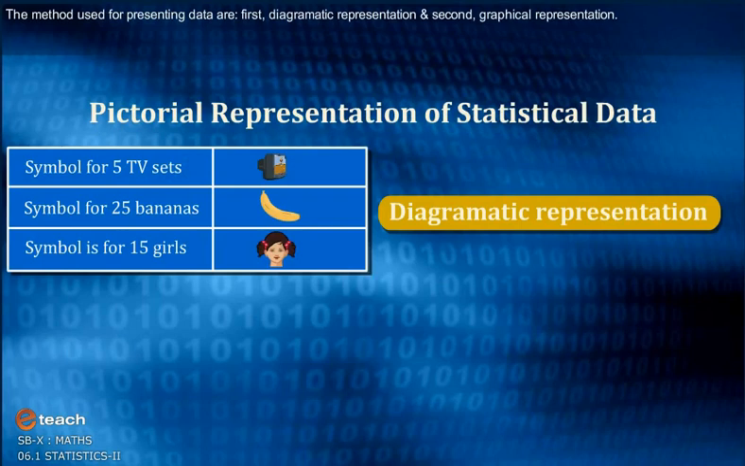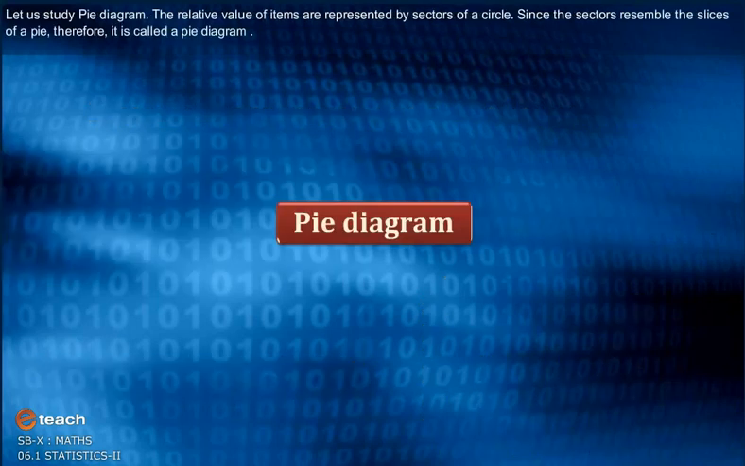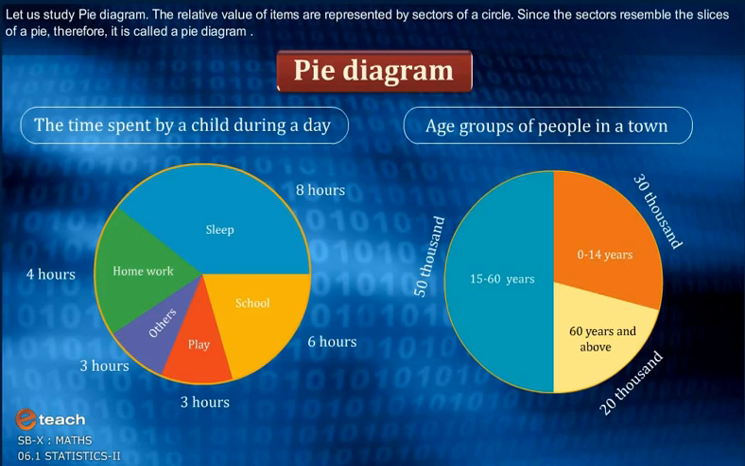The methods used for presenting data are: first, diagrammatic representation, and second, graphical representation. Let us study the pie diagram. The relative values of items are represented by sectors of the circle. Since the sectors resemble slices of a pie, it is called a pie diagram.